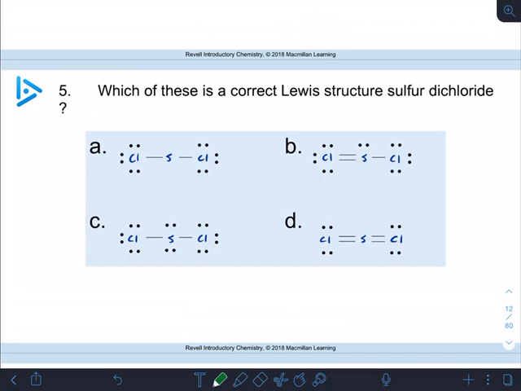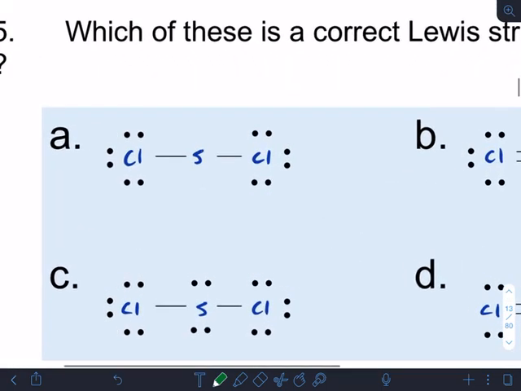All right, moving along. So which of these is a correct Lewis structure for sulfur dichloride? Put me on pause, see if you can figure it out. All right, so if you have resumed me, let's take a look at each one individually. So looking at A.